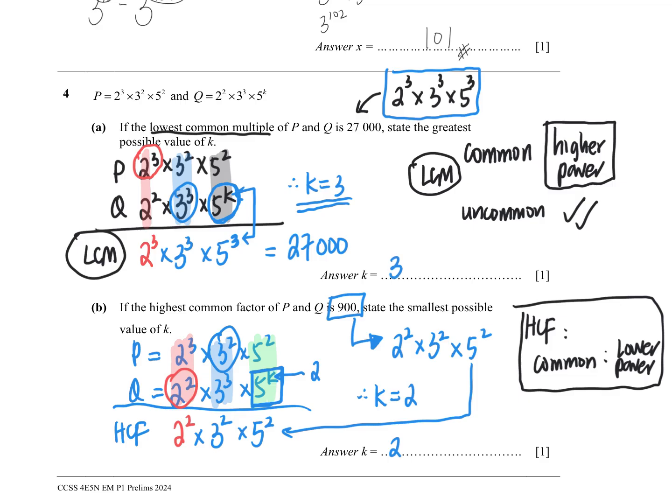So just remember, for LCM, common one take the higher power, not common just take the whole thing. If it's common, take the lower power, that is HCF. So these two are what you have learned in Sec 1. It's a recap.